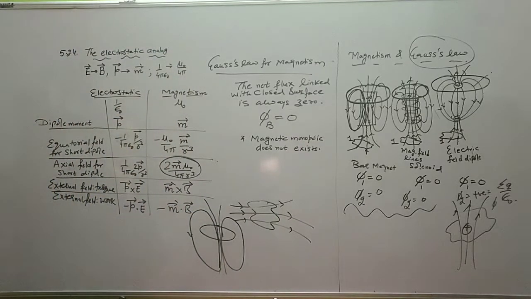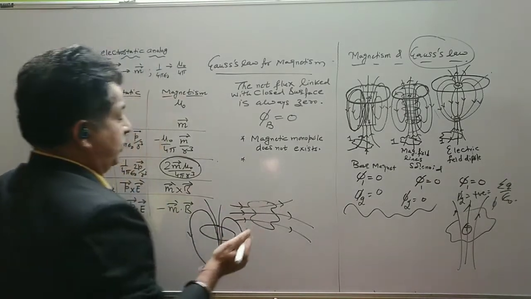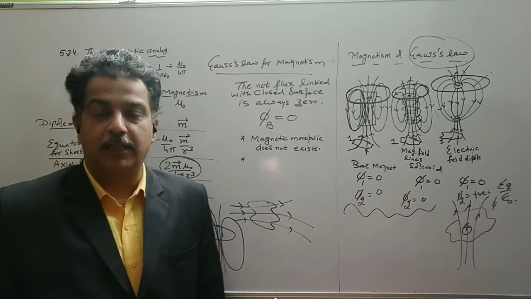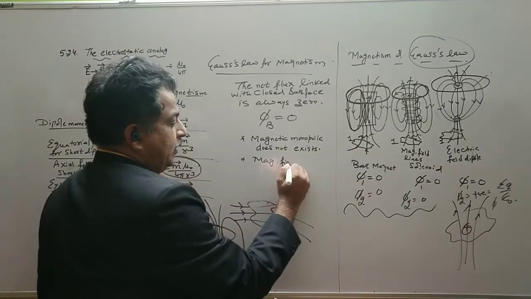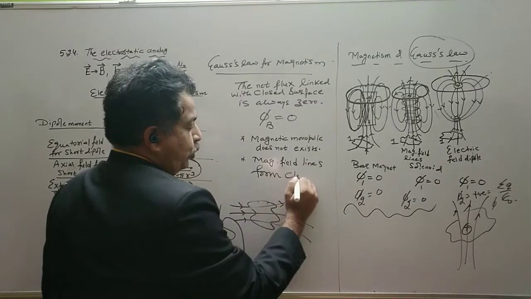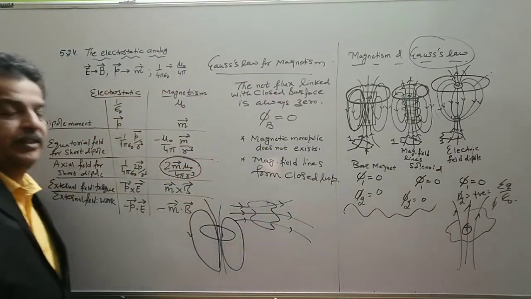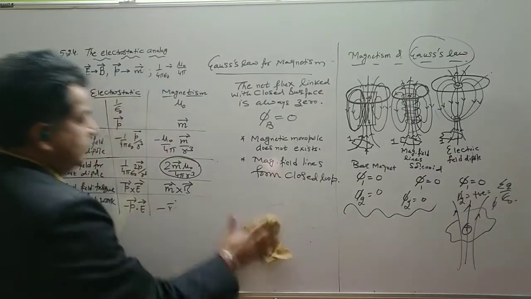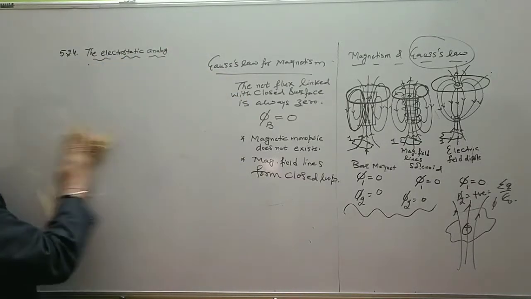So magnetic monopole does not exist, and so it is not possible that the magnetic field lines originate or terminate or enter or leave it, because they form a closed loop. So magnetic field lines form closed loops. So whatever number of field lines emerge from one surface, that same number will enter from the other surface. So this is the Gauss law for magnetism.